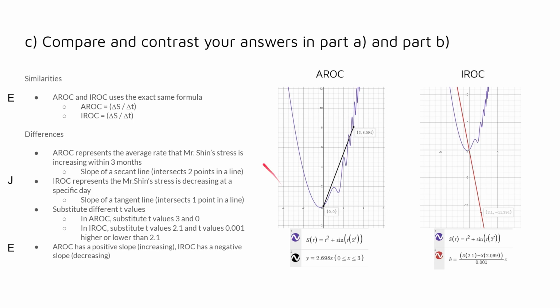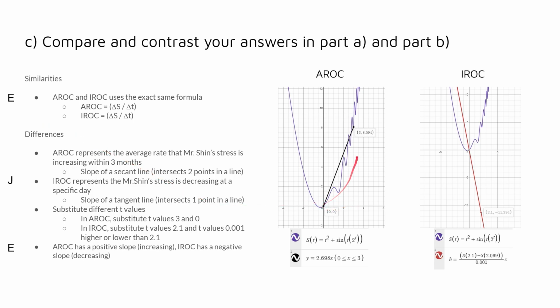So we have two graphs. This is AROC. Well, actually, it's the same graph, but one demonstrates AROC, the other is IROC. So similarities: AROC and IROC use the exact same formula. We debunked this earlier. However, some differences. AROC represents the average rate that Mr. Shin's stress is increasing within 3 months.